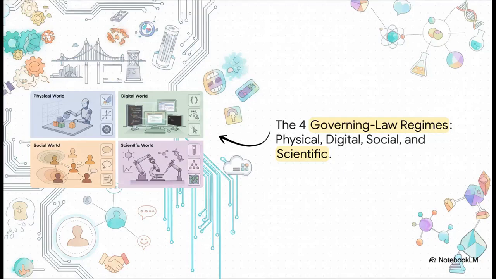Now, there are 2 sides to this new map. The first is how smart the model is. The second axis, which you can see right here, is all about what kind of world it operates in. The paper breaks it down into 4 flavors, each with its own rulebook: the physical world of physics and objects, the digital world of code and networks, the social world of human behavior, and the scientific world of abstract ideas.